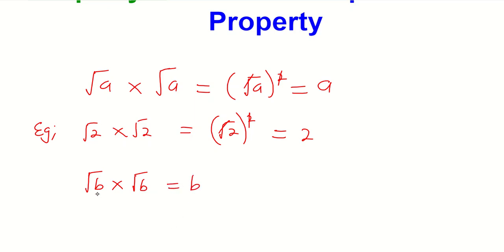That is, if we have square root of b being multiplied by square root of b, we are going to get b. Moreover, if we have square root of 3 multiplied by square root of 3, then our answer is equal to 3, provided the numbers are the same and they are multiplying and they can be found in the same square root sign. So that is the first property of Surd. Now we continue to the second one.